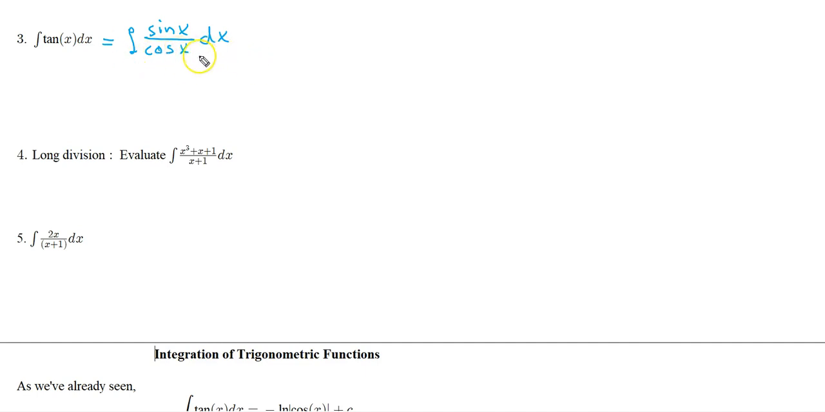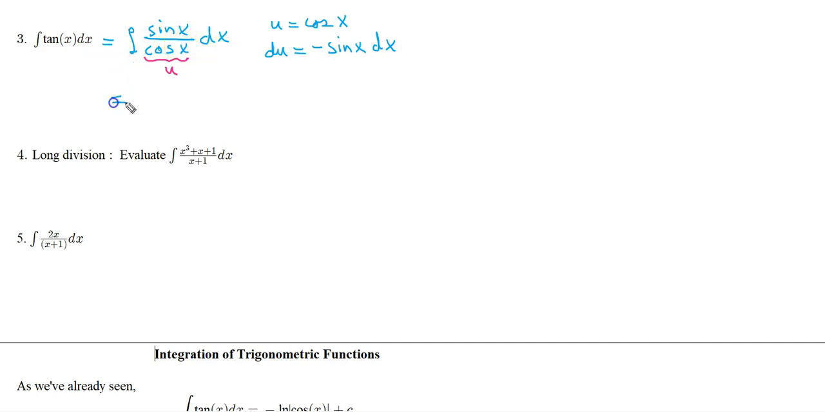Now what we're going to do is try a substitution. Let's let this cosine x right here, let's let that be our u. And so if we let u equal the cosine of x, then du... now we can try using these substitutions here and see what we get.